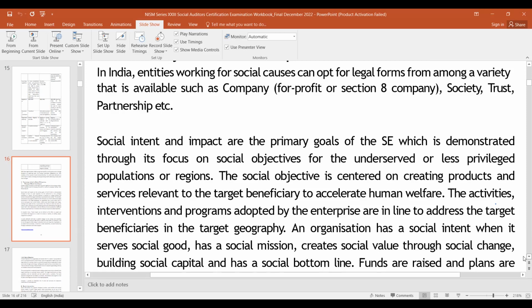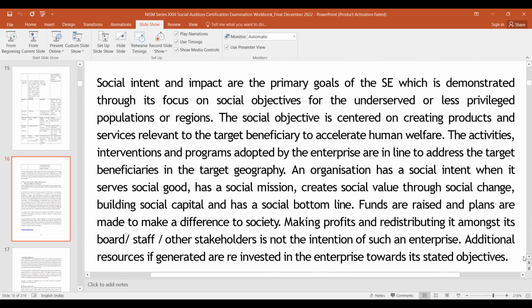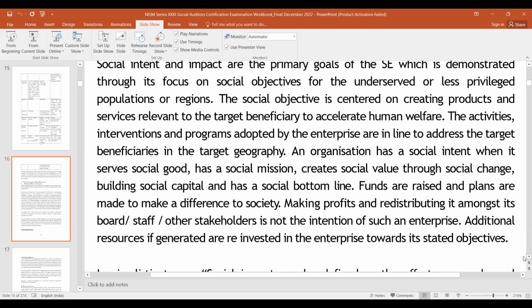The activities, interventions, and programs adopted by the enterprise are in line to address the target beneficiaries in the target geography. An organization has a social intent when it serves social good, has a social mission, creates social value through social change, builds social capital, and has a social bottom line. There could be a question set on this: an organization has a social intent when it has any of the following.